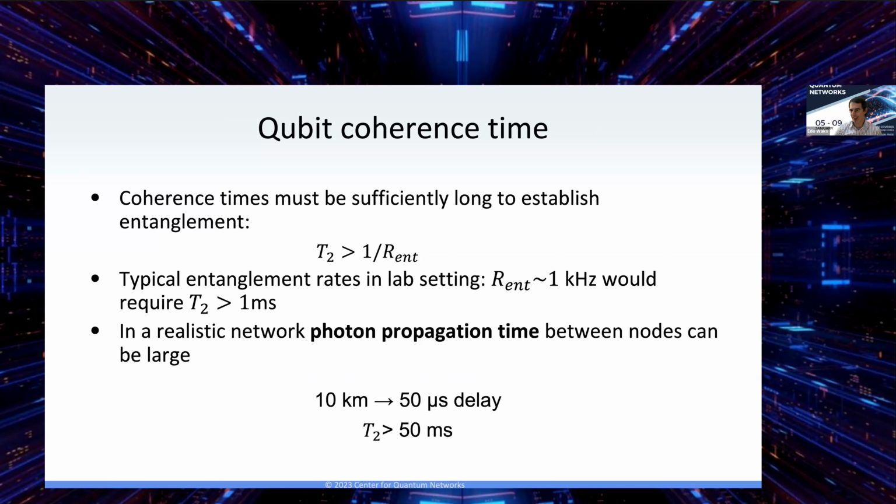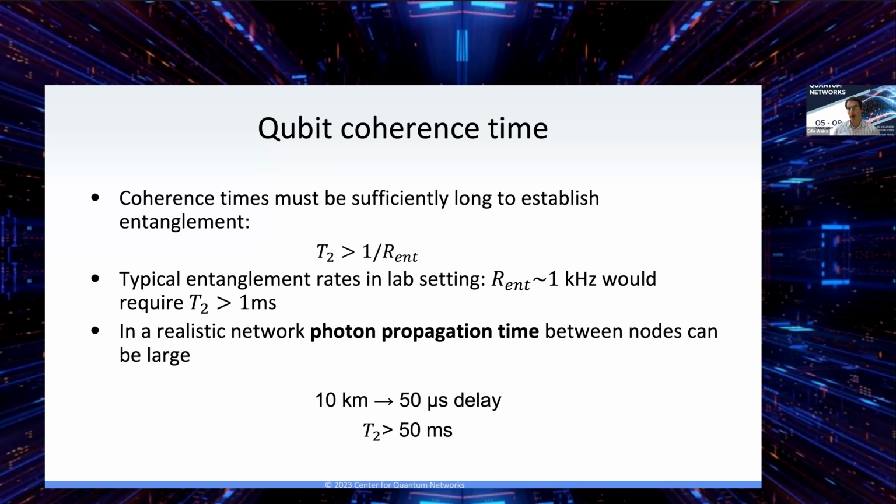So if you have very fast gates, then you can actually still use short coherence times as long as your gates are proportionately faster. In a quantum network, that's not the case. The coherence time must be long enough so that you can establish all of the entanglement you need over the network. So for example, let me remind you of the repeater network.